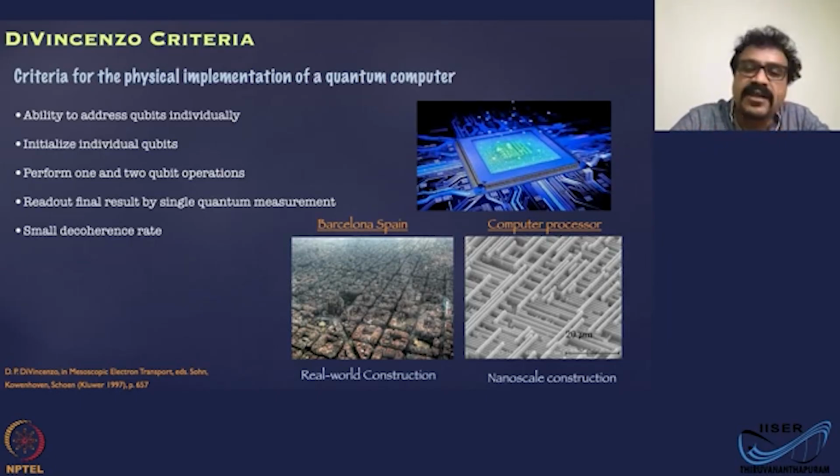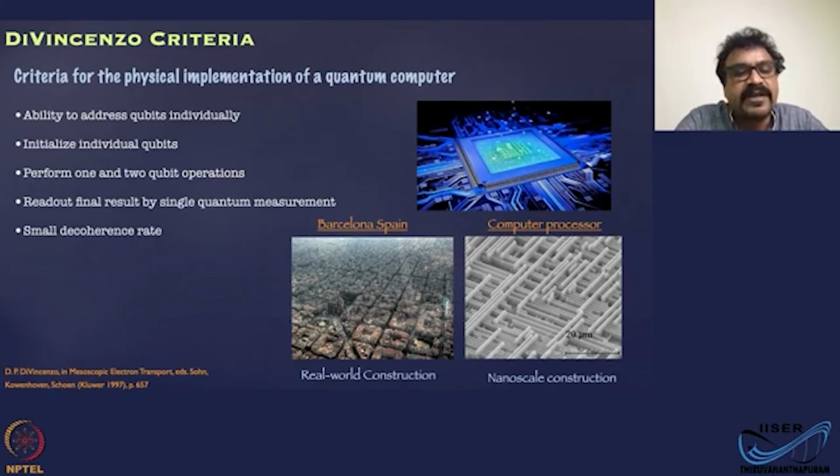These are quantum states, and I should be able to measure it using a single quantum measurement. This measurement also is going to affect your system. And there should be a small decoherence rate. Okay, now we are talking about a quantum mechanical system. So coherence, we are talking about wave functions. The wave function should not collapse or go to some other state.